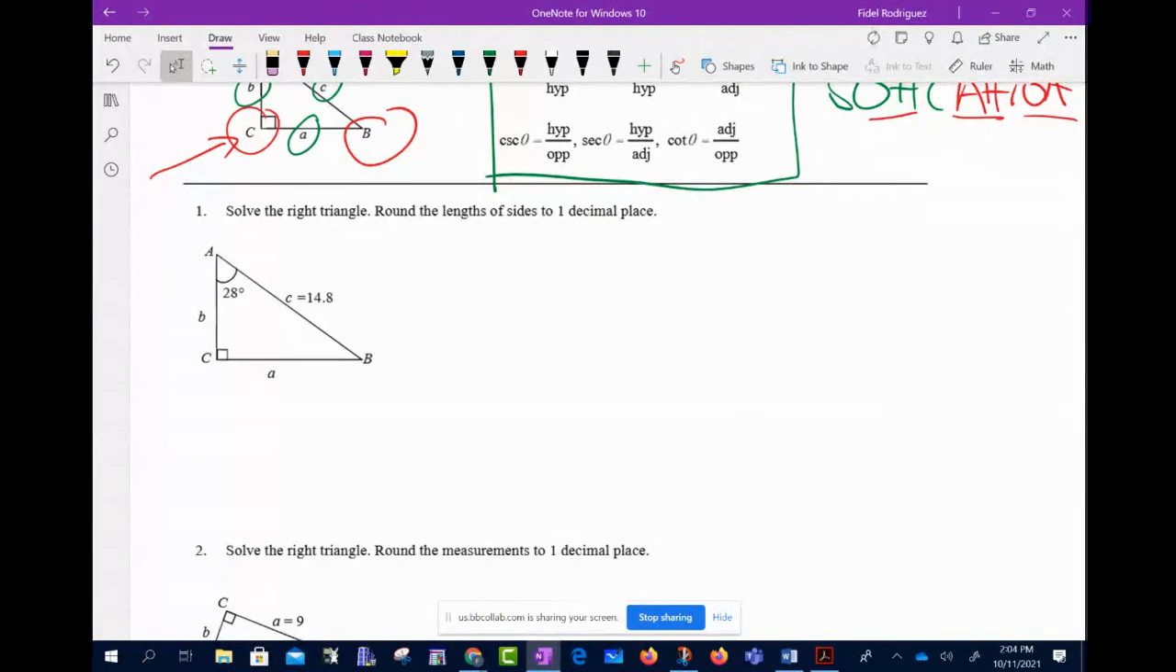It says solve the right triangle, find the lengths of sides to one decimal place. Okay, so guys, let's think about it this way. We're going to write out the angles. We have angle A, angle B, angle C. We already know that angle A is 28 degrees. Do we know any of the other angles here? C? C is how much? Okay, how would we find angle B?